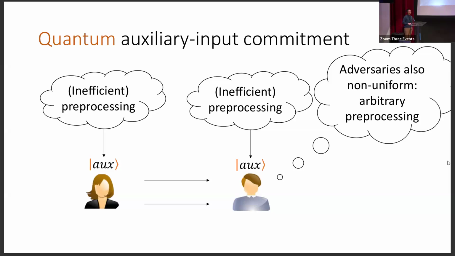Okay, so what do I mean by quantum auxiliary input commitment? It's just classical auxiliary input commitment, except that everything can be quantum. So at the end, they can hold onto some quantum state without loss of generality.